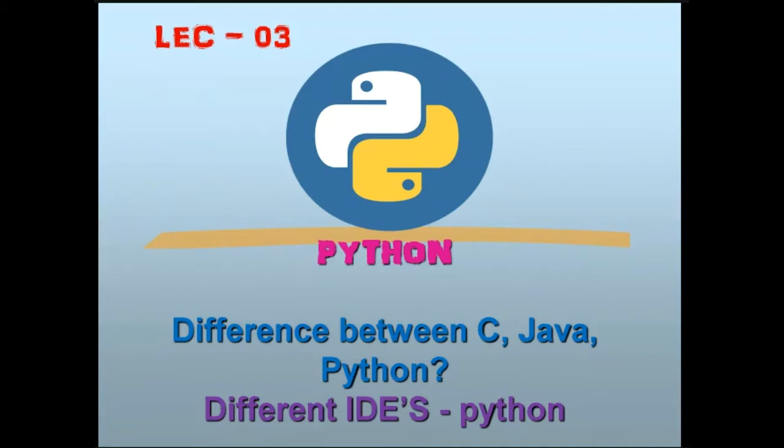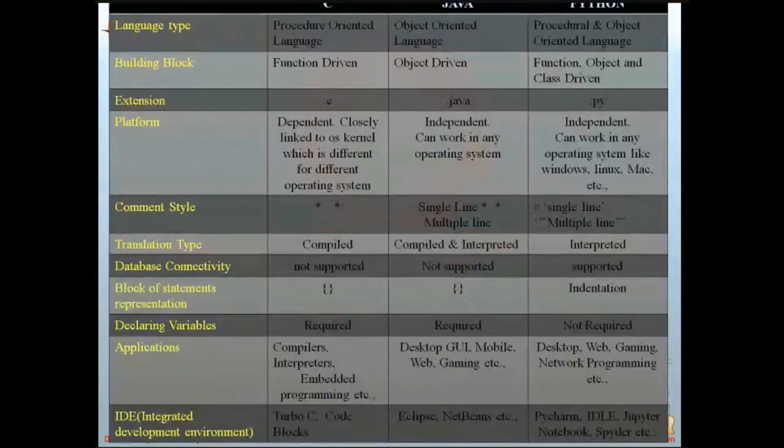This is Charishma and in this session let's discuss the difference between C, Java and Python and different IDEs in Python. So here we have a tabular column that is going to show you the difference between C, Java and Python with respect to their features. So let's try to understand the difference with respect to each and every feature.